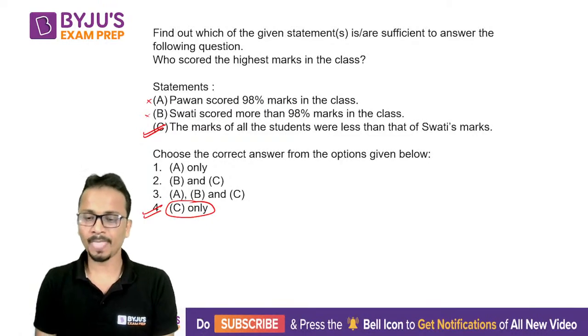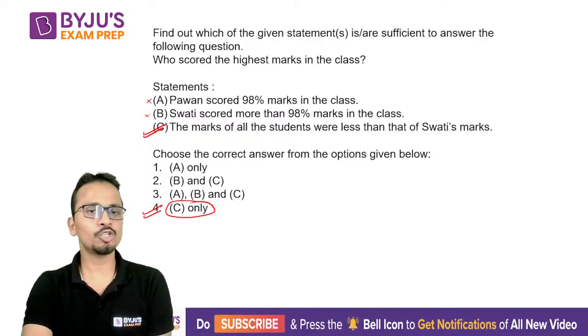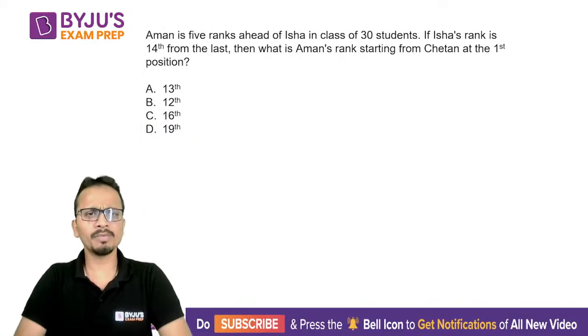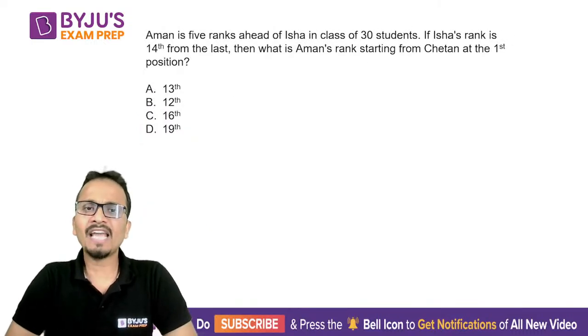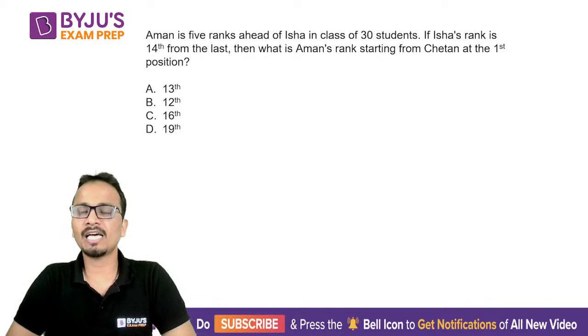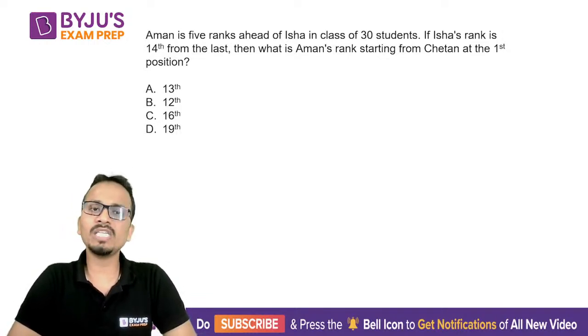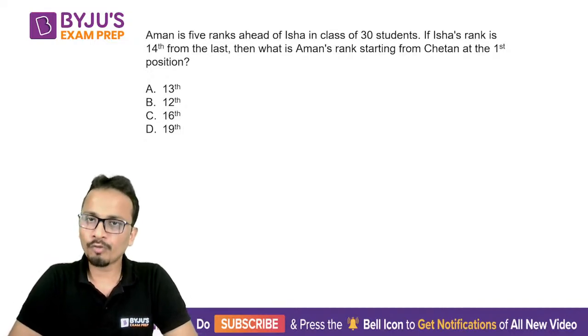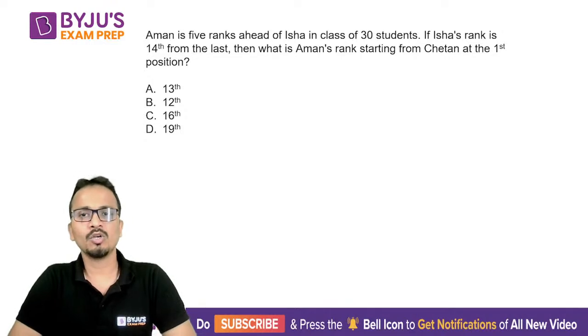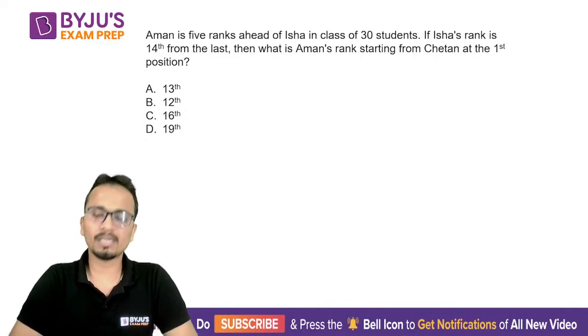All right. Now let's move on to the next question with this. So question number 4. Aman is 5 ranks ahead of Isha in a class of 30 students. If Isha's rank is 14th from the last, then what is Aman's rank from the starting, from Chetan, who is at the first position?